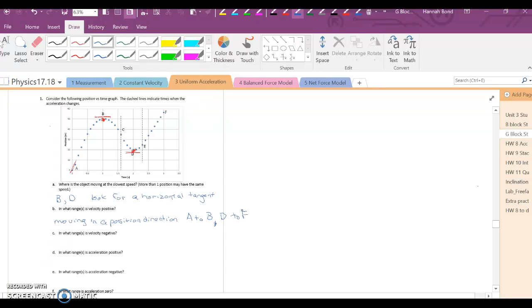Okay? Part C says, in what range is the velocity negative? So I look for something that's moving in a negative direction. And the only range I see where the object here is moving in a negative direction is from point B to point D. There it's moving from a position of 50 back to a position of 20. It's moving to smaller positions, so it's moving in the negative direction.